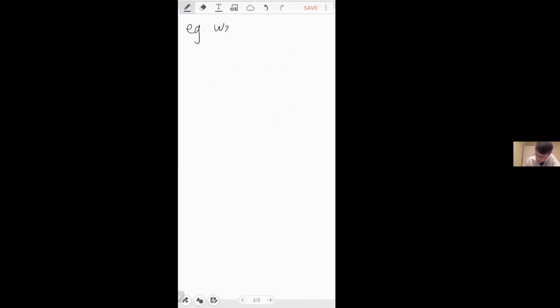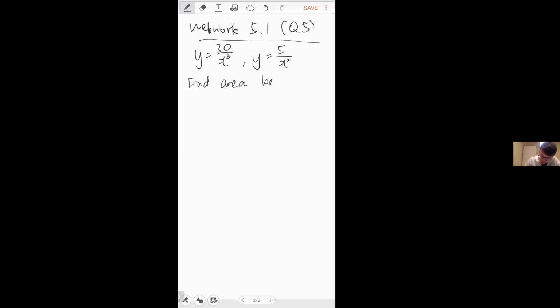this question. So this is web work 5.1, question 5. So 5.1 is about area between curves. Now the question is, you're given the following functions, y equals 30 over x cubed, y equals 5 over x squared. Find the area between these two curves from x equals 3 to x equals 9.